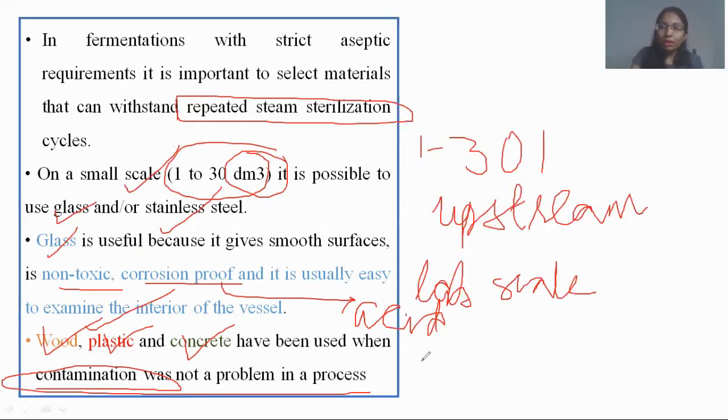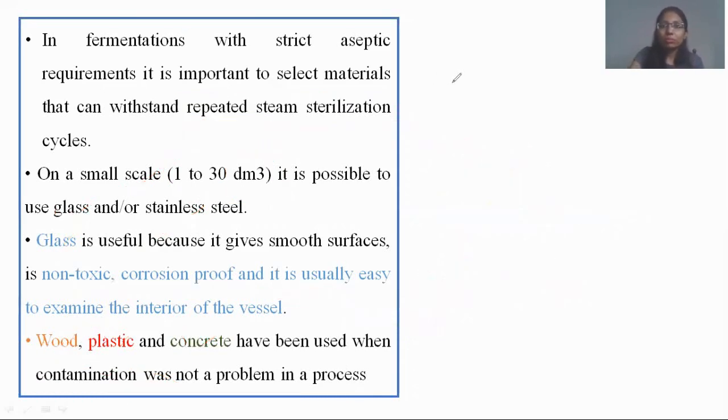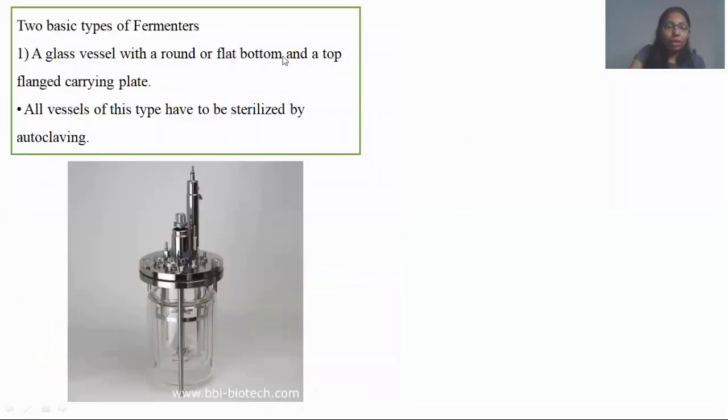So normally in all the cases, mainly stainless steel is preferred, but when contamination is not a problem, they have preferred wood, plastic, and concrete. Now there are two basic types of fermenters.